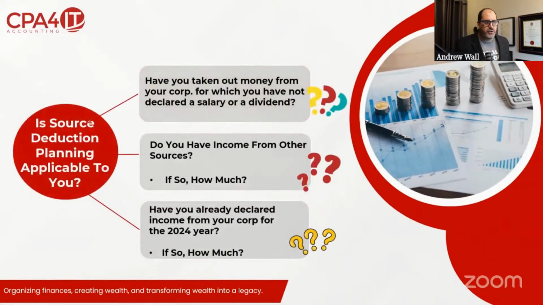But before we get into those remitter types, let's figure out whether you need to even do any source deduction planning right now. So if you are new to independent contracting and this is your first year and you've had a corporation throughout the year, you may wish to declare a salary from your corporation. And if you haven't been doing that on a monthly basis, the last day that you can declare a salary is December 31st. And you would need to make a remittance by early January. And we'll talk about those deadlines, as I said, in a second.